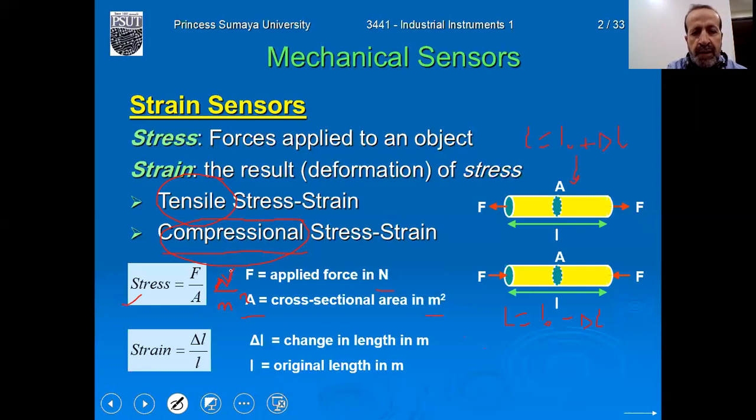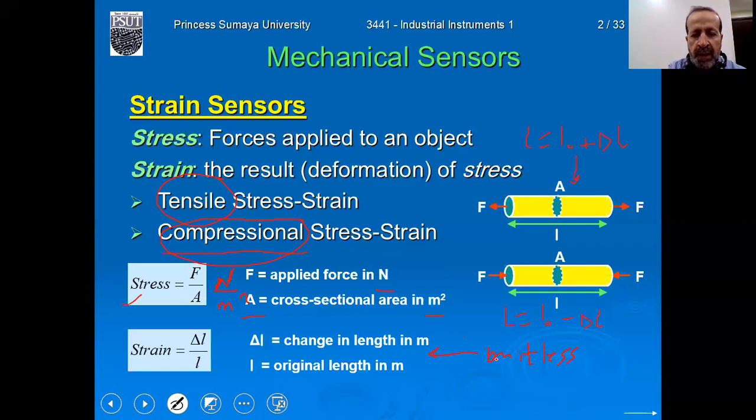The strain is actually the measure of the change in length. So it is delta L over L. Delta L is the change in length in meter. L is the original length. So delta L over L. And you can notice from this that this is a unitless quantity. Unitless quantity means it doesn't have a unit.